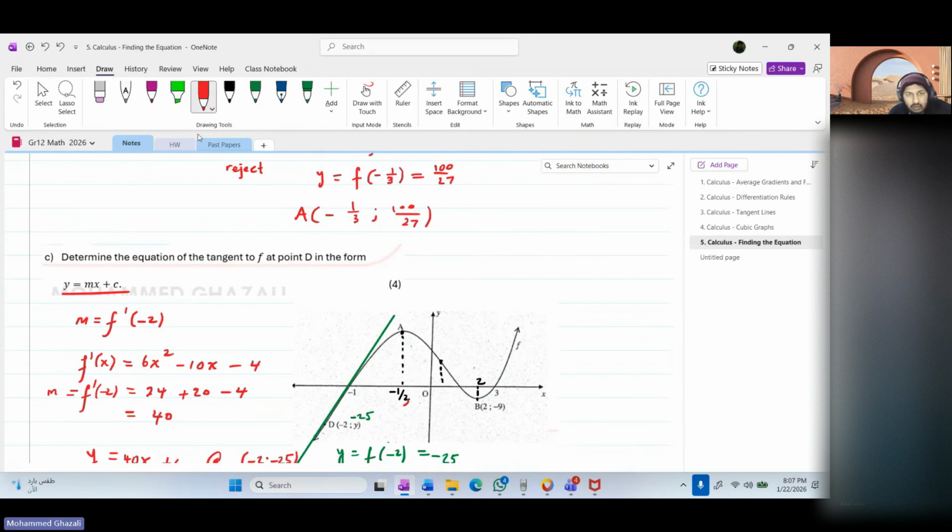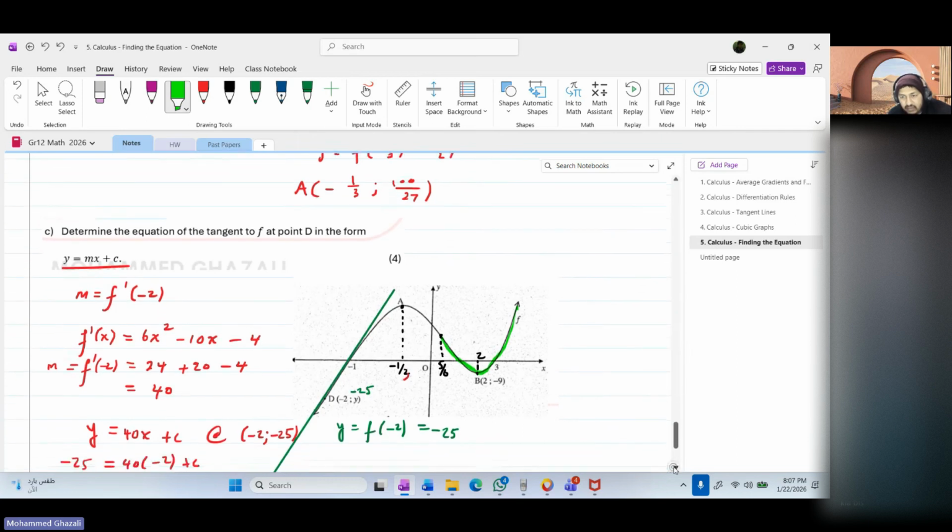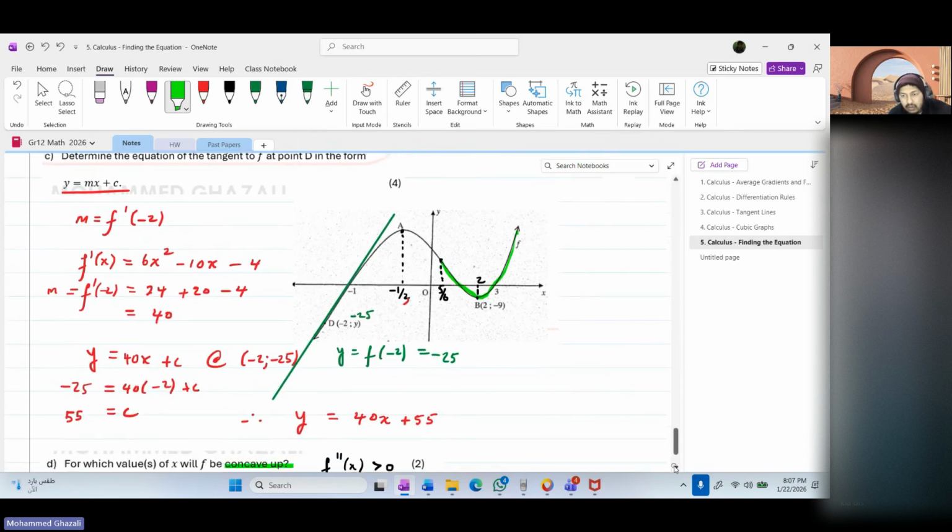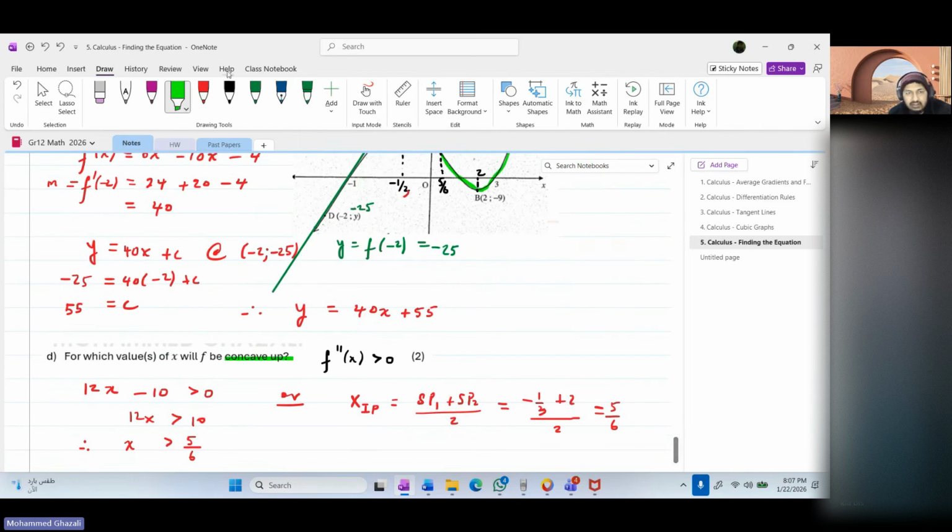When is the graph concave up? So this is 5 over 6. The graph is happy when it's going after 5 over 6, okay? All right, so now we can get the answer. Therefore, we found the x value of the inflection point. So therefore, x is greater than 5 over 6. Same answer, right? You can use either method.